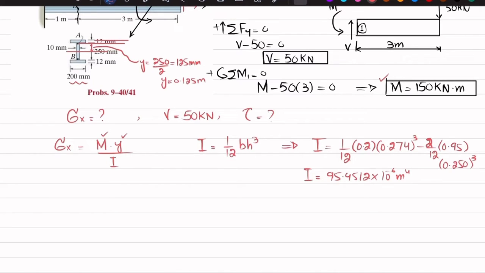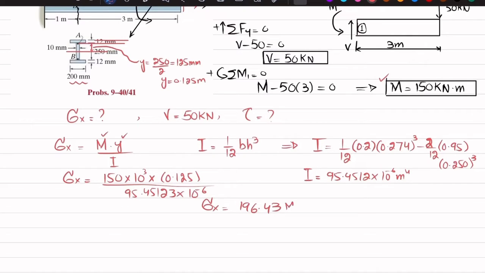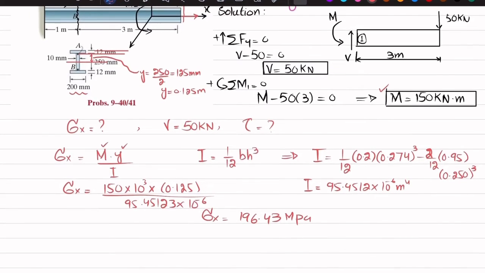Now you have all these things, so you can find this sigma x. So sigma x is equal to moment, which is equal to 150 kilonewton. So kilonewton will be converted into newton into meter. Y is 0.125, clear, divide by I, which is equal to 95.45123 into 10 raised to power minus 6. So you will get sigma x will be equal to 196.43 megapascal. And this stress is at point A.